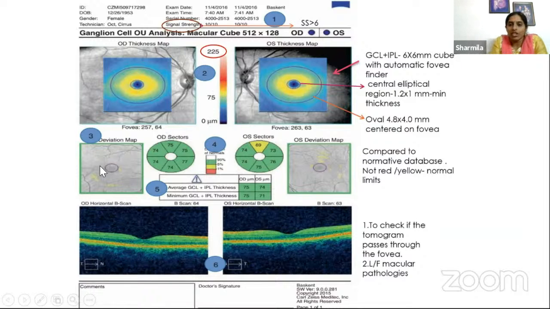And then here is the deviation map, which shows how it is different from the age matched controls. And then you have the right eye, again a sector wise distribution, the left eye. And then in the middle, you have this very important table here, which shows the average ganglion cell layer and inner plexiform layer thickness for the right eye and the left eye, and also the minimum thickness which is seen. And here below is a circle, the tomogram, which shows that the image is passed through the fovea. That is, the fovea should be present to show that it is a well-centered image. And it also helps us to identify any macular pathologies.